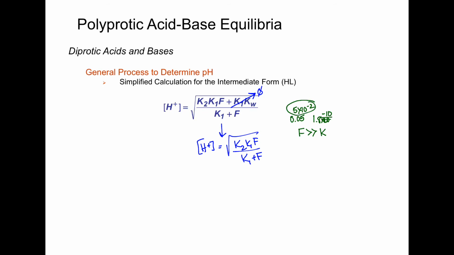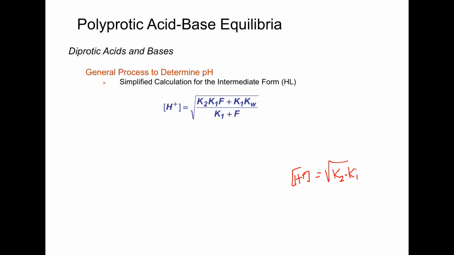So if we do that same thing again, we're saying that the formal concentration, the initial concentration, is big compared to this one. We can say that this is negligible. When we do that, we get that the hydrogen ion concentration is equal to K2 times K1 times the formal concentration over the formal concentration. Those cancel out now, and we get that the hydrogen ion concentration is equal to the square root of K2 times K1.